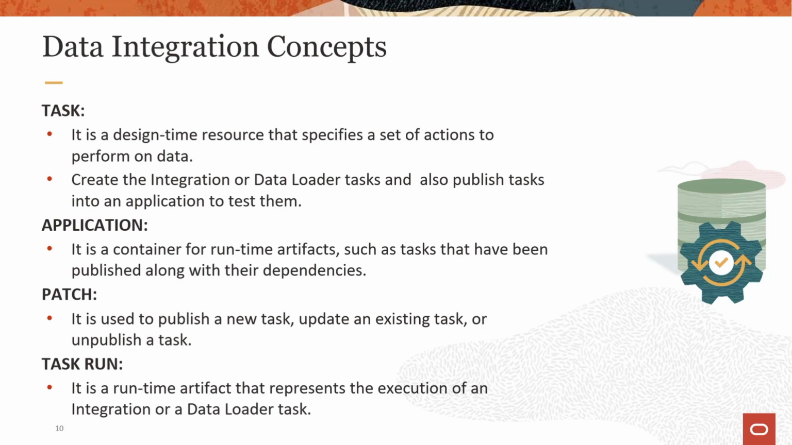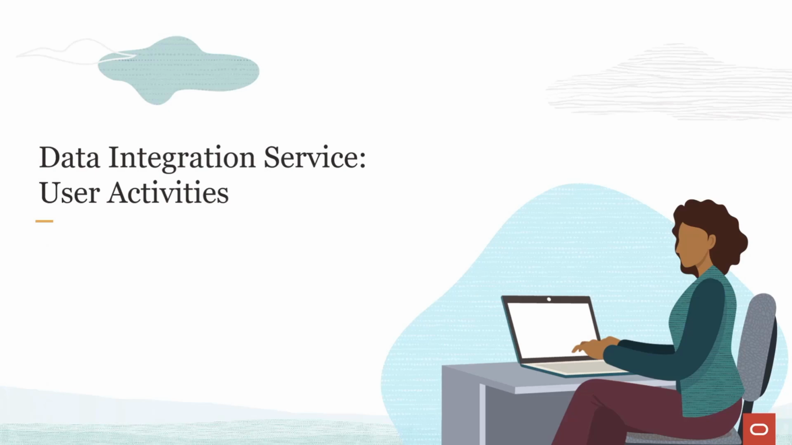Application is another container in data integration service that is used to hold runtime artifacts such as the tasks that you publish along with their dependencies. Patch is used to either publish a new task, update, or unpublish an existing task. Task run is a runtime artifact that represents the execution of an integration or a data loader task. In the next section, let us learn about the various user activities in data integration service.